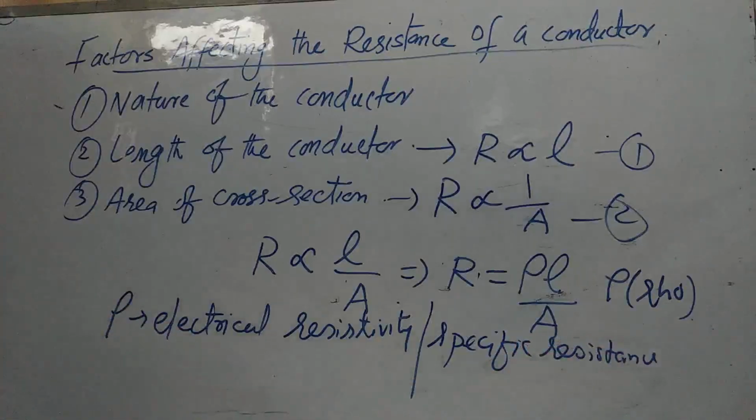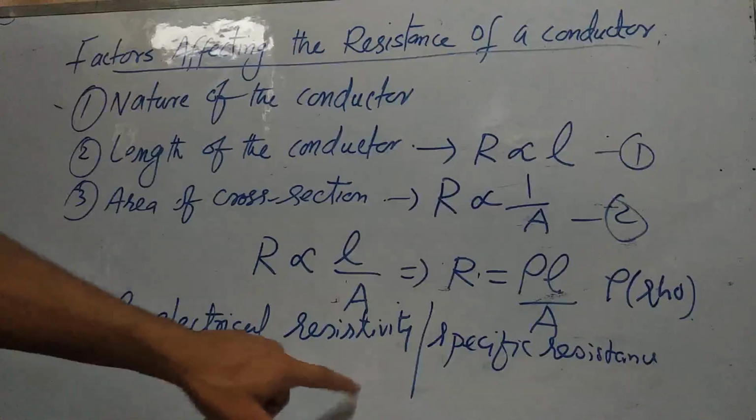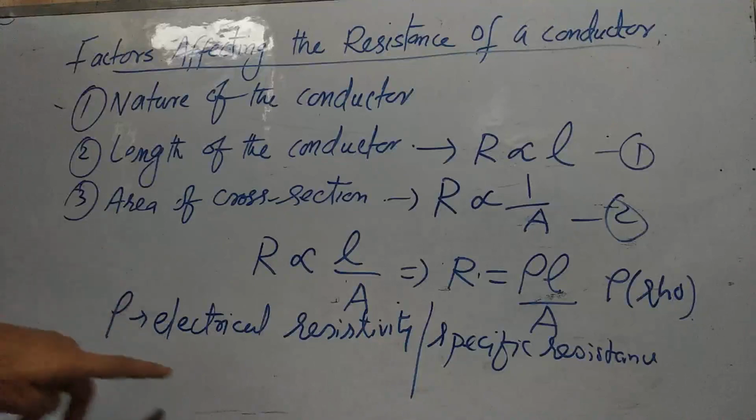And its magnitude depends on the nature of the conductor, okay. So this rho, or electrical resistivity, will depend on the nature of the material. What is the material made of? Is it copper? Is it zinc? Is it iron? Is it something else? So this rho, electrical resistivity, will depend on the nature of the material.